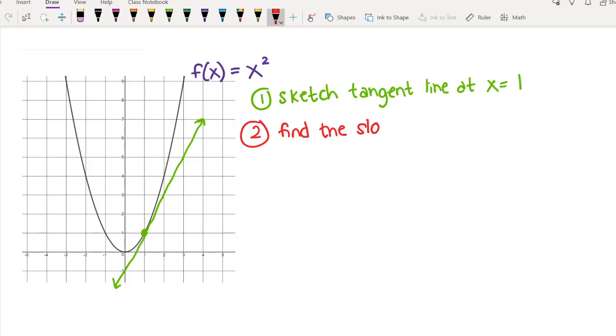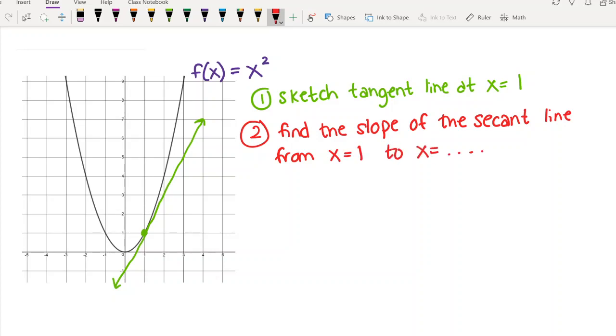We're going to find the slope of the secant line from x is equal to 1 to x is equal to, and we're going to do a few different secant lines and see how we can use them to come up with a guess of what the slope of the tangent line is. Let's start with from x is equal to 1 to x is equal to 2. I'm going to go on the graph and draw another point when x is equal to 2. When x is equal to 2, y is equal to 4. So this is our secant line.